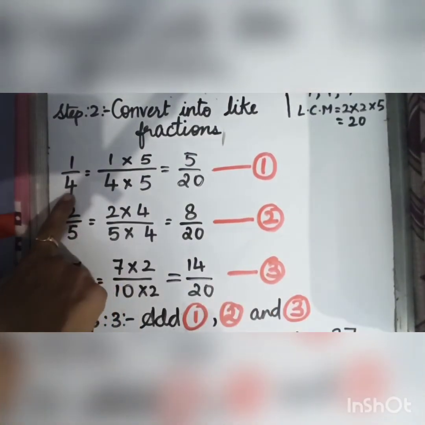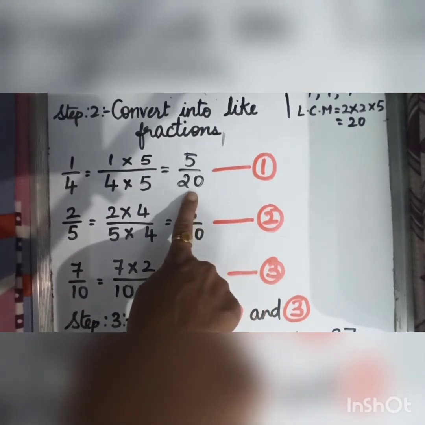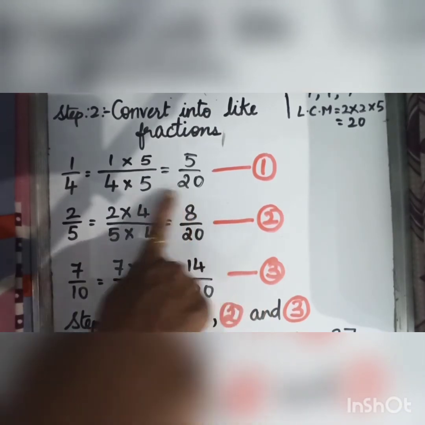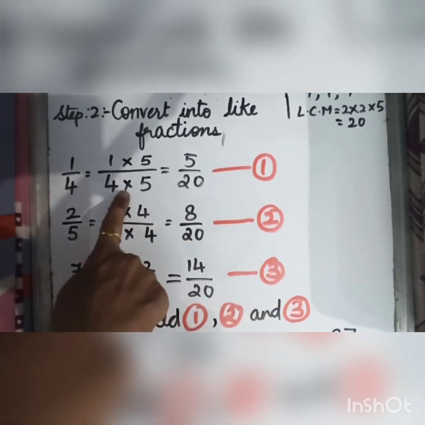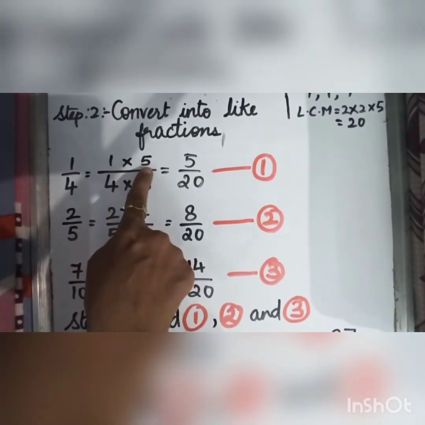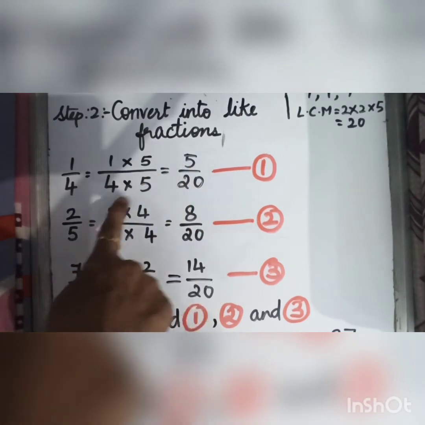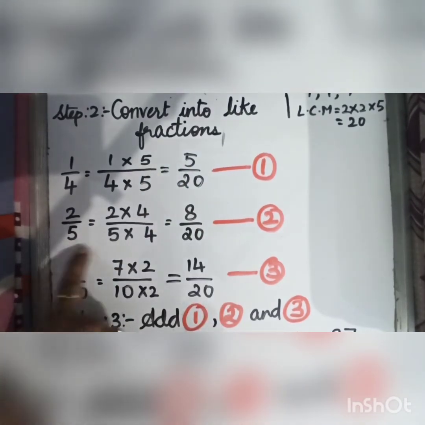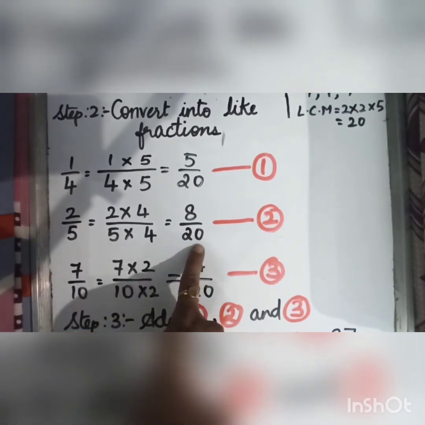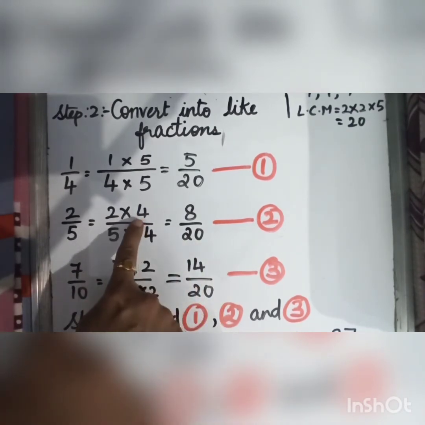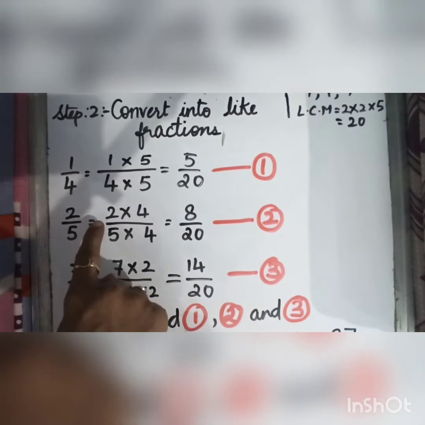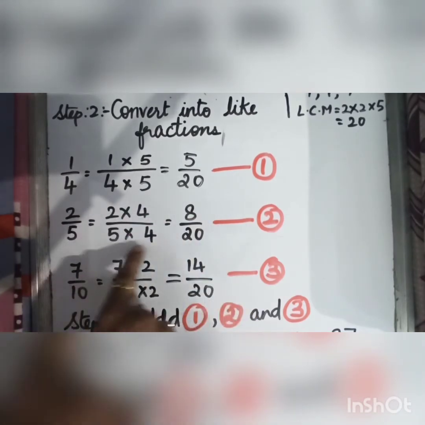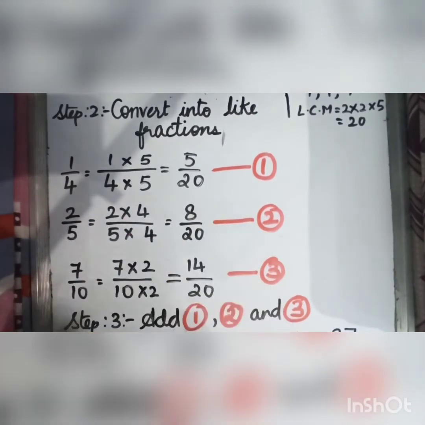The first fraction that was given, 1 by 4. Convert the denominator to 20. How do I convert? Multiply by 5. When I multiply the denominator by 5, the numerator should also be multiplied. 1 into 5, 5. 4 into 5, 20. Next denominator is 5. So I have to multiply by 4 to get 20. The numerator should also be multiplied with the same number. So we get 2 into 4, 8 and 5 into 4, 20. This is my second one.